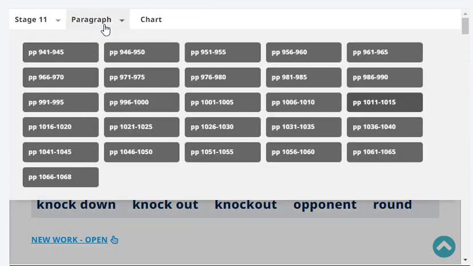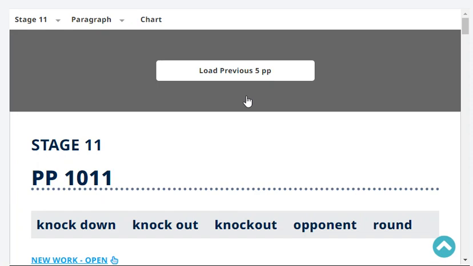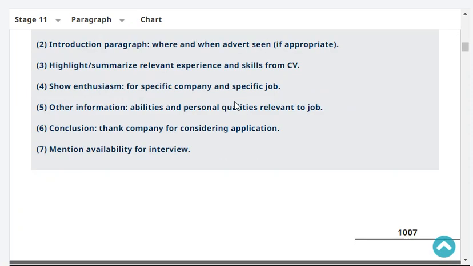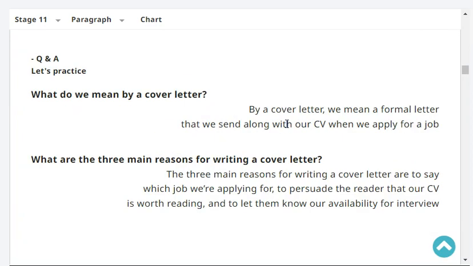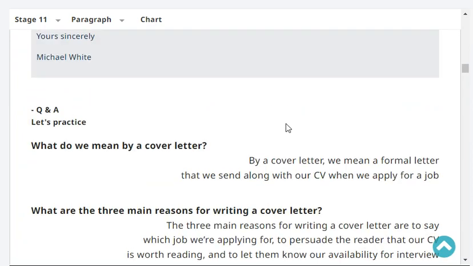Okay, so let's start with our revision. Writing a cover letter. What do we mean by a cover letter? By a cover letter, we mean a formal letter that we send along with our CV when we apply for a job.